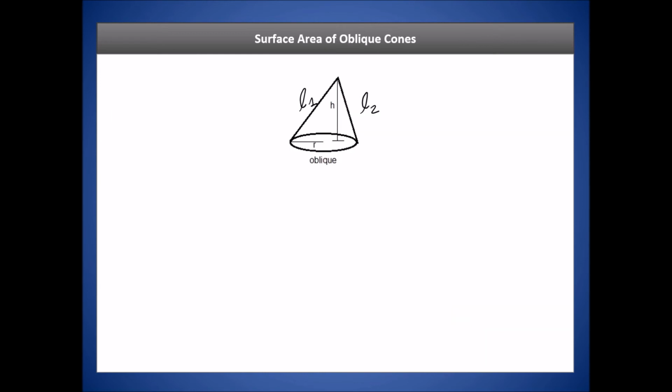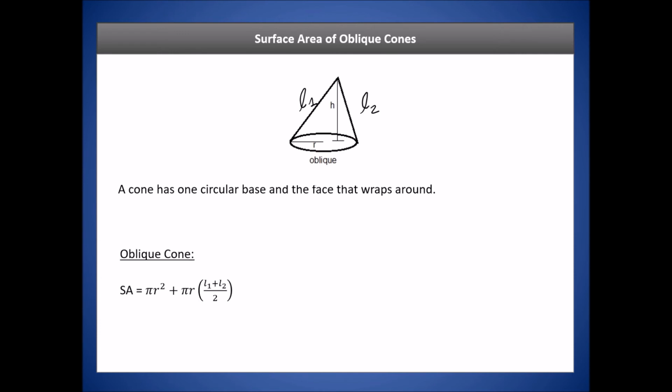All right, so let's take a look at the surface area of oblique cones. This is a little bit more complicated because you have two slant heights for an oblique cone. We'll call them L1 and L2. We know that any cone has a circular base and a face that wraps around it. So for the oblique cone, we have the circle, which is pi r squared. But in order to find the surface area of the part that wraps around the oblique cone, because you have two slant heights, you need to find the average slant height.